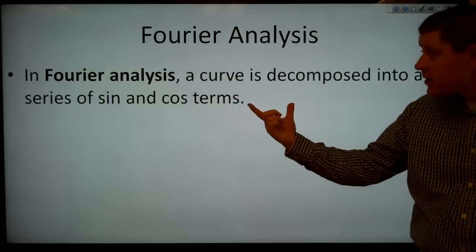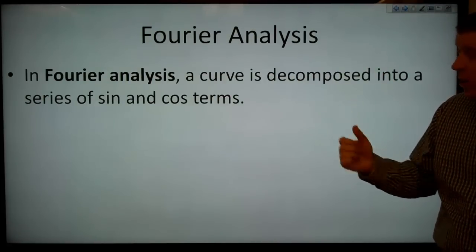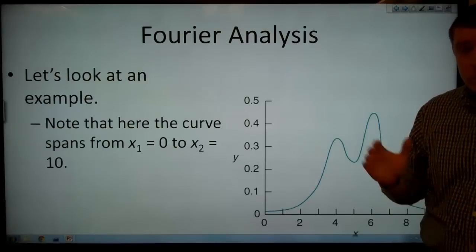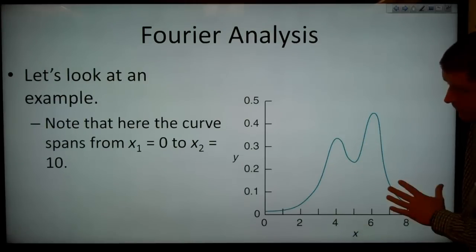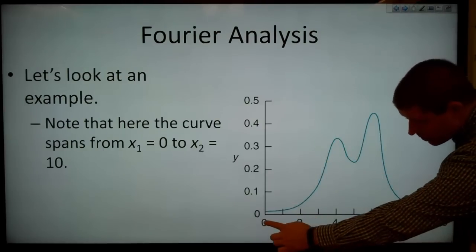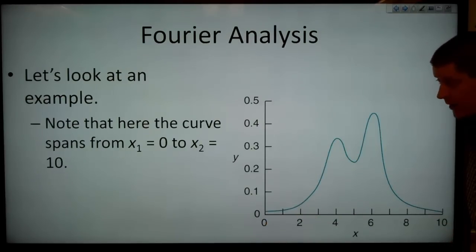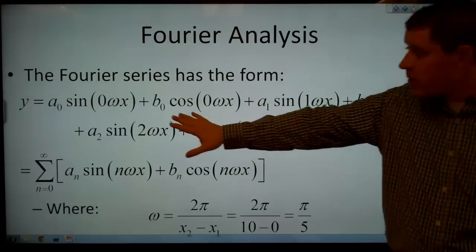So in Fourier analysis, a curve is decomposed into a series of sine and cosine terms. So let's look at an example. Note that here the curve spans from x1 equals 0 to x2 equals 10. So we've got our curve spanning from 0 to 10 here, and we've got some curve. Our Fourier series has the form that looks like this.